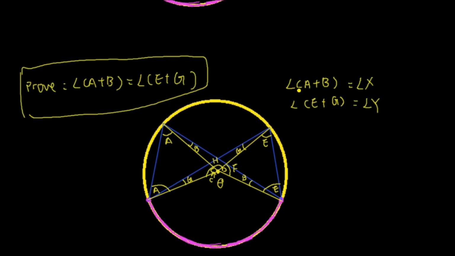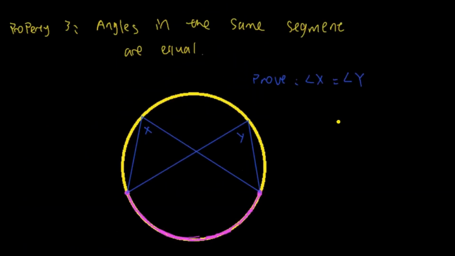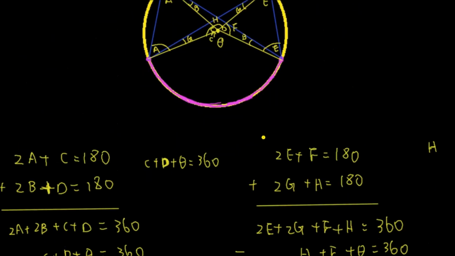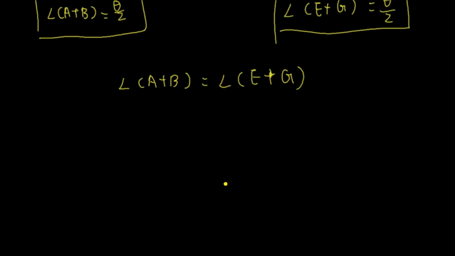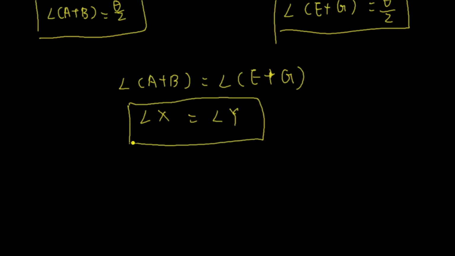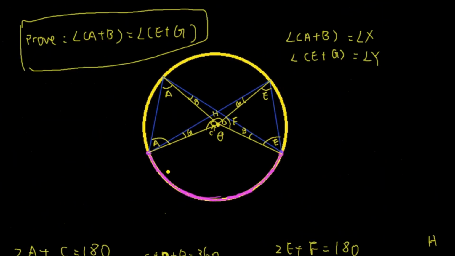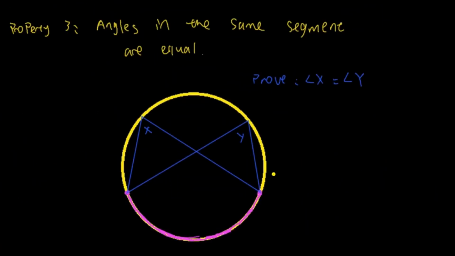But we do know that angle A plus B is angle X. Angle E plus G is angle Y, which is coming from the original diagram. That's how we label it. So we know that this is angle X, and we know that this is angle Y. So we just proved that angle X is equal to angle Y. That's what we're trying to prove. So we just proved that angles in the same segment are equal in a circle.